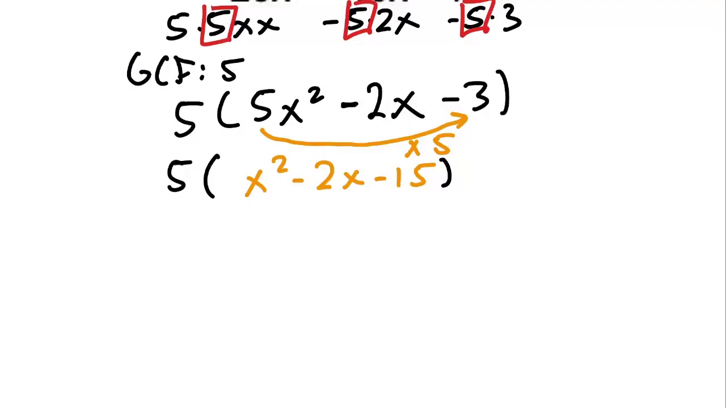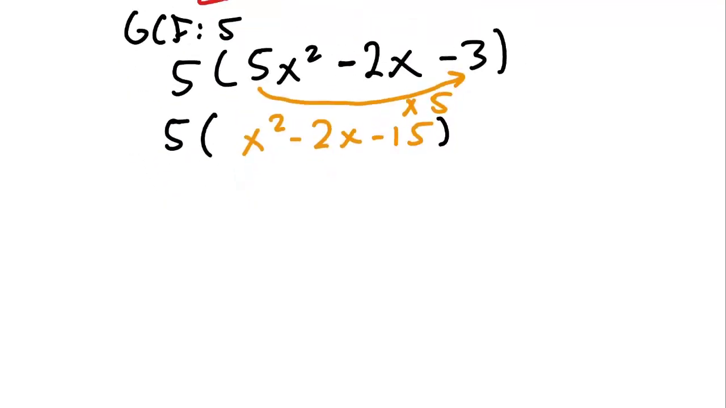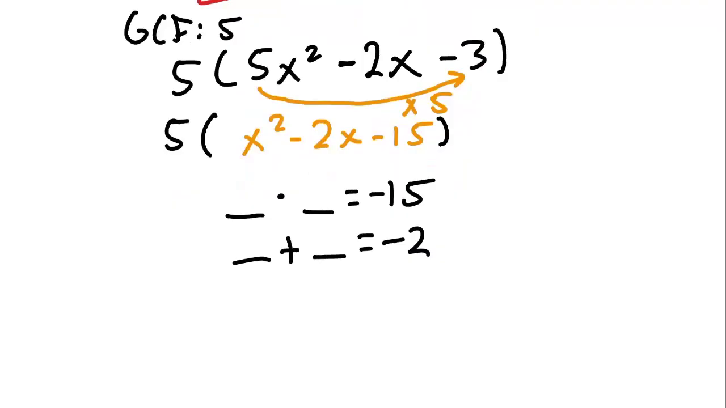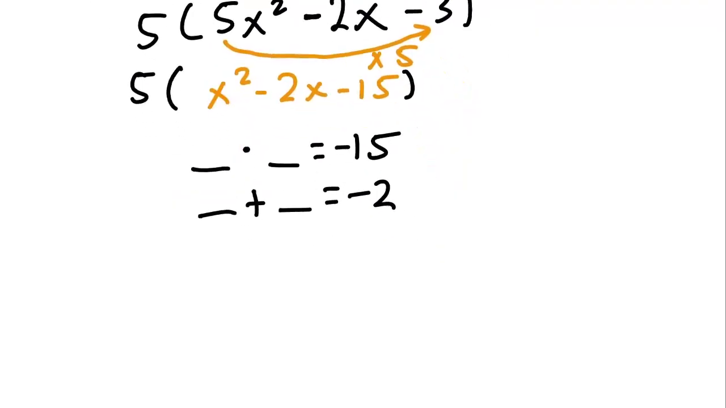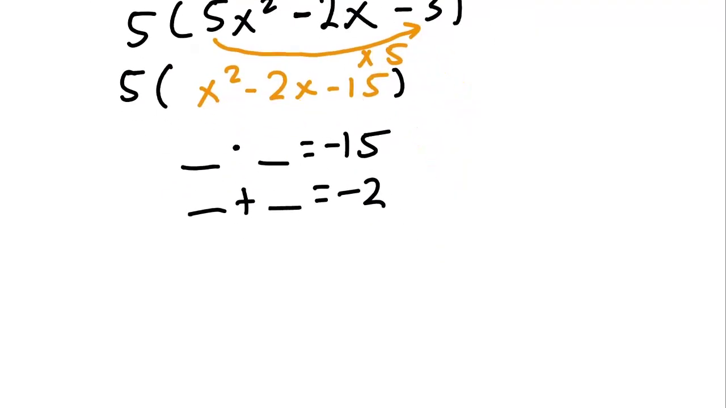Okay, so now we're just going to do what we regularly do. We're going to find two numbers that multiply to -15 but add to -2. Any questions so far? Then you write the factors of 15. So we have 1 and 15, 3 and 5, and that's it. You only have two possibilities for getting this right.